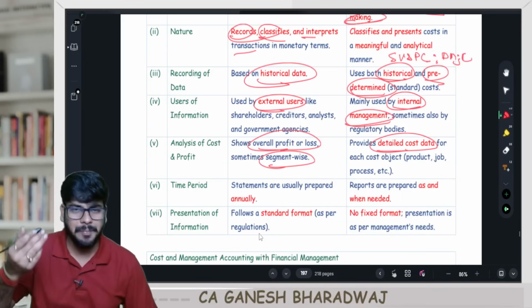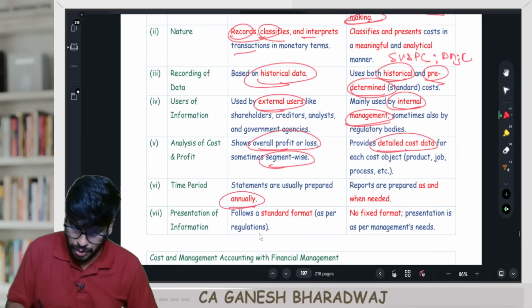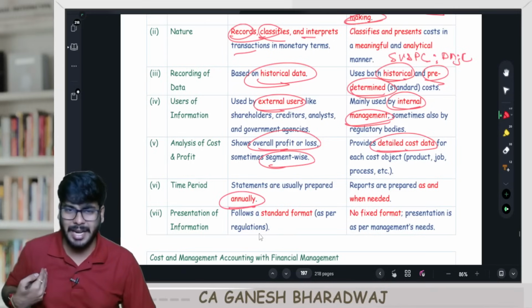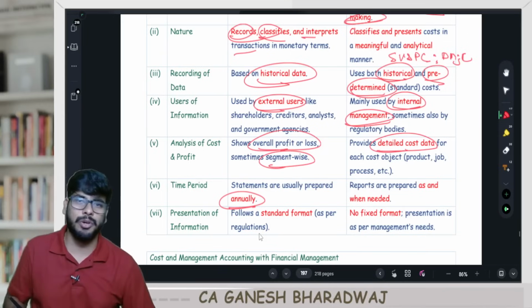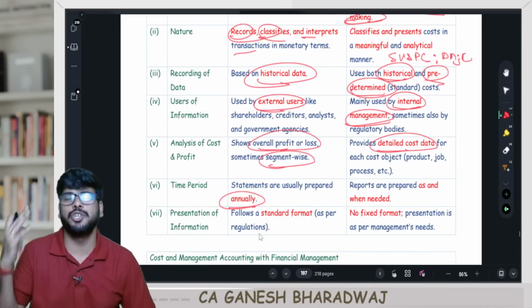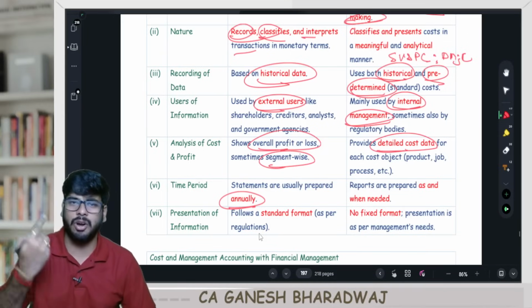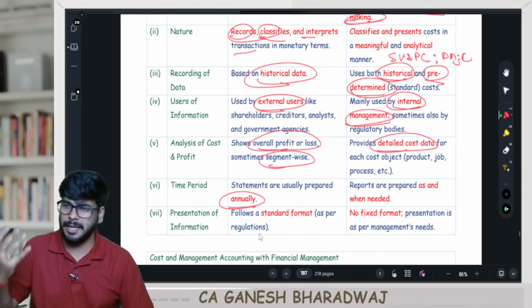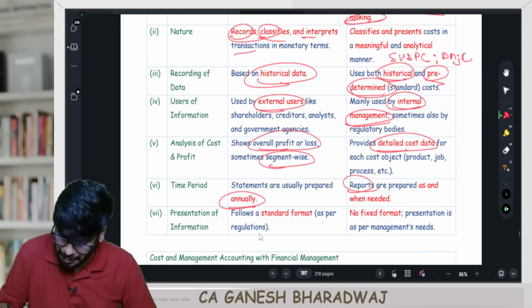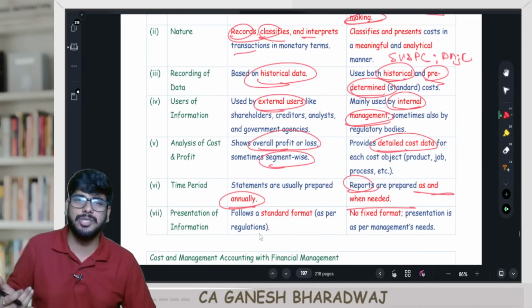And generally in your financial accounts, you do it for annual data. Whereas in case of costing, there is no specific requirement that you need to do it for 1 year. Period is something that you can fix. You can even collect the cost for 1 week and prepare a cost sheet. Weekly cost sheets can be done, monthly, annually. So reports are prepared as and when needed. It depends on how you want it.